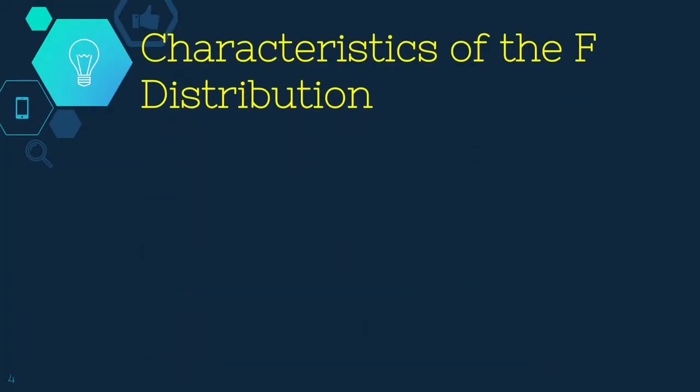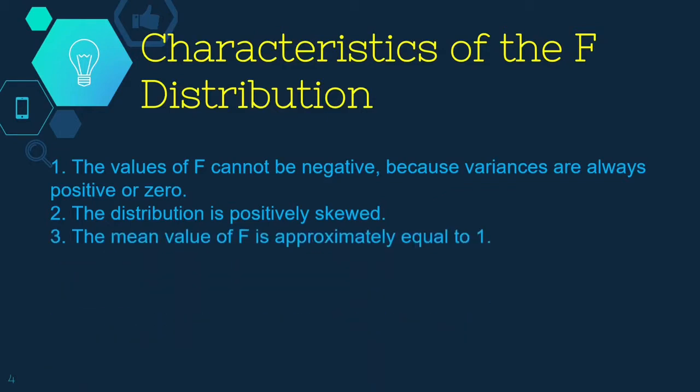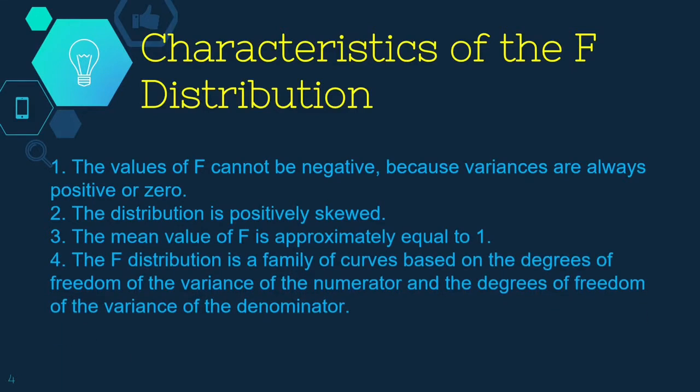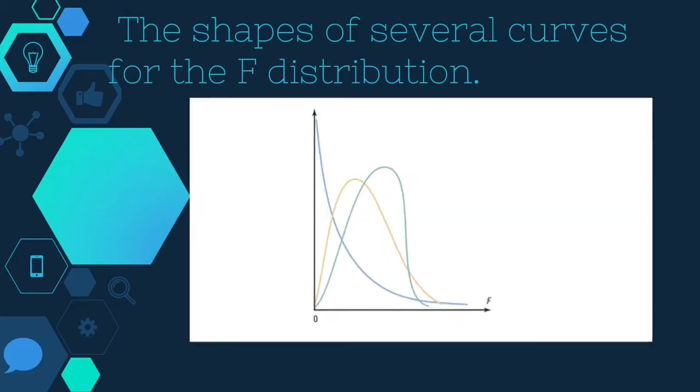So here are the characteristics of the F distribution. Number 1, the values of F cannot be negative because variances are always positive or 0. Number 2, the distribution is positively skewed. Number 3, the mean value of F is approximately equal to 1. And number 4, the F distribution is a family of curves based on the degrees of freedom of the variance of the numerator and the degrees of freedom of the variance of the denominator. The shapes of several curves for the F distribution are shown here.